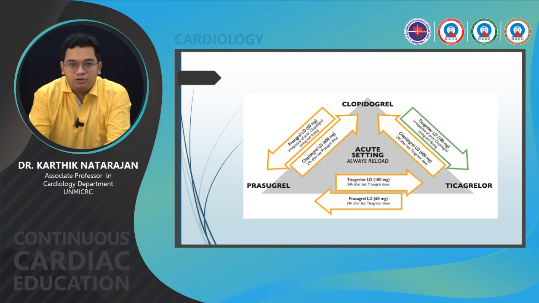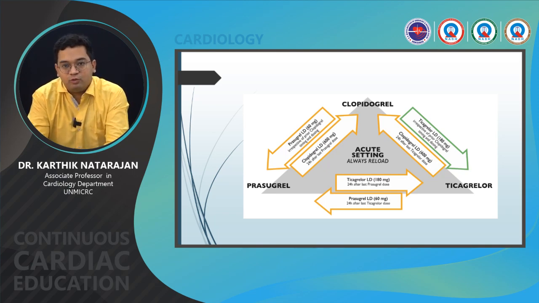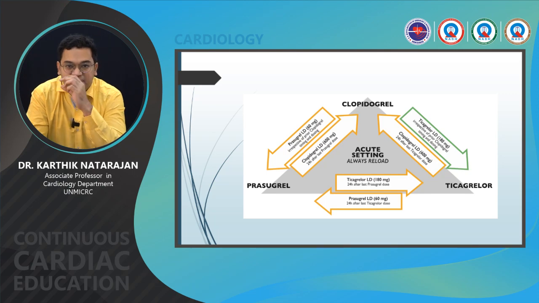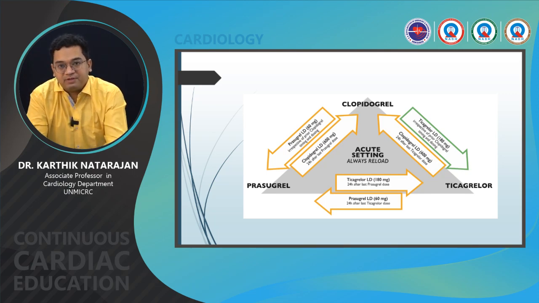Now this is how you switch. Suppose you feel that you need to escalate or de-escalate, how do you do it? There are two ways of doing it, one in the acute setting and one in the chronic setting. The acute setting is a recent ACS patient, so it's very simple. When you go from clopidogrel to prasugrel, or prasugrel to ticagrelor, or clopidogrel to ticagrelor, you always need to load. Just remember this line: in the acute setting, always reload.